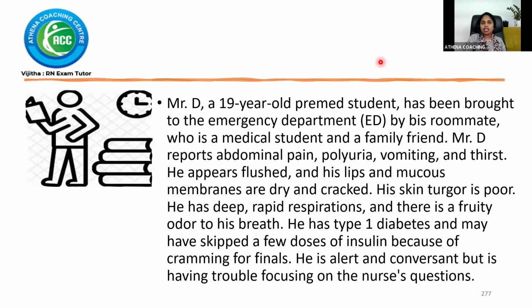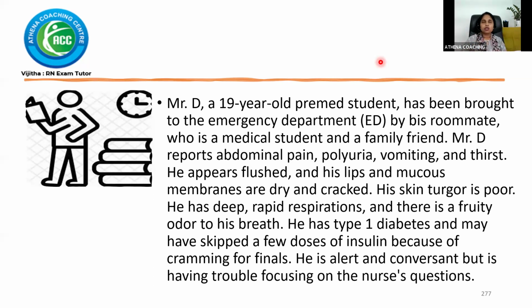He appears flushed and his lips and mucous membrane are dry and cracked. His skin turgor is poor and he has deep, rapid respiration. And there is a fruity odor to his breath. He has type 1 diabetes and has skipped a few doses of insulin because of cramming for finals. It's a very busy time for final exams. He's alert and conversant. That means he can talk, he's alert, but he's having trouble focusing on the nursing question. When you ask some question, he has some trouble focusing on the question.